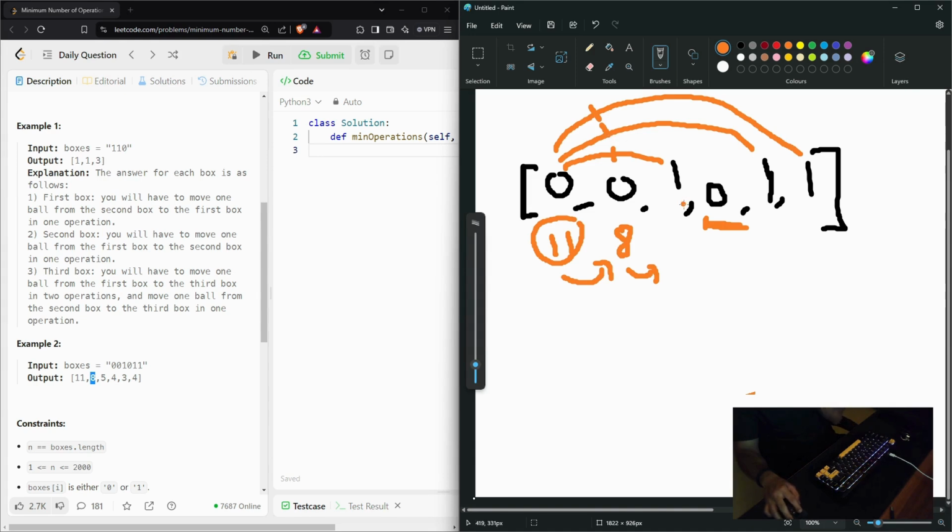Now we are at 1 again, so it means a ball is already there. Our effort is gonna go down by 1, so we will work with a 7 here. And then again, how many balls are we gonna pull? We're gonna effectively pull 2 balls because 1 is already here.